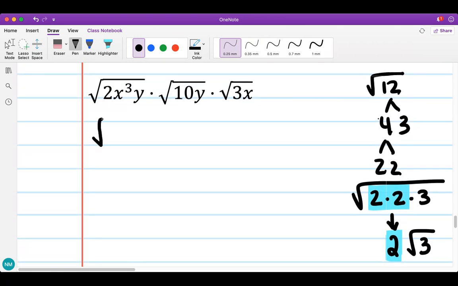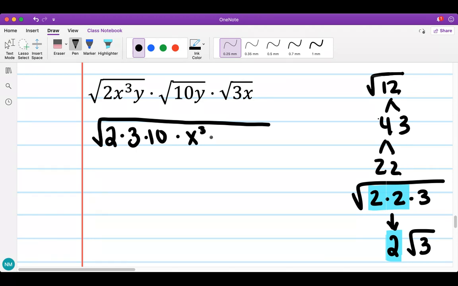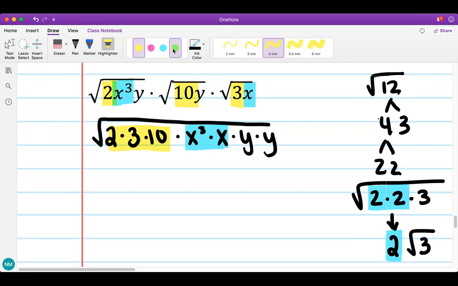So I'm going to make one big square root symbol, and I'm going to write down my numbers. So I'm going to write down the 2, the 3, and the 10. And then I have x cubed, I'm just writing them in order, and an x. So I have an x cubed and an x right here. I have the 2, the 10, and the 3, which I wrote here. And then I have a y and a y, which I have here. So this y and this y.